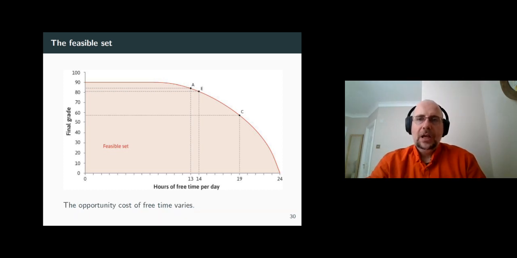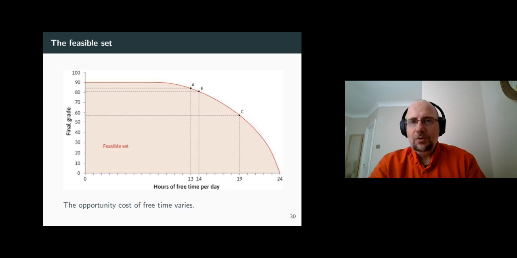Of course, as you move along the feasible set, the opportunity cost will vary. This is because when you have worked fewer hours, you're less tired and more productive. Thus, you can produce more grade points with an hour of studying. This is the case with point C. Getting an extra hour of free time when you have worked so little costs a lot of those grade points.